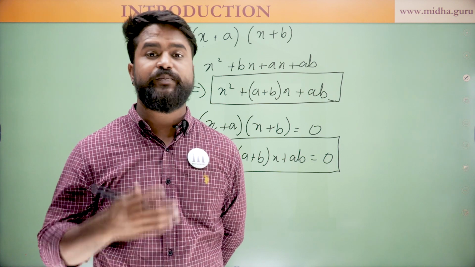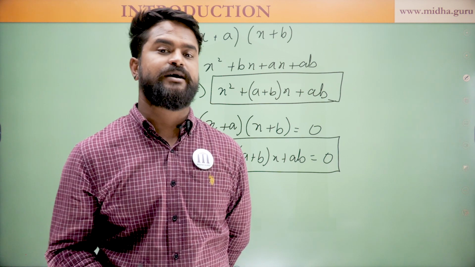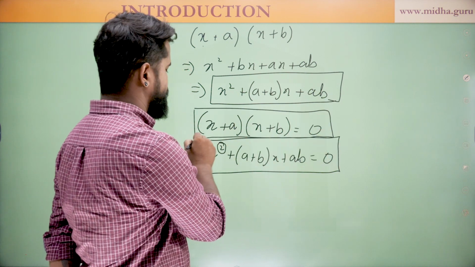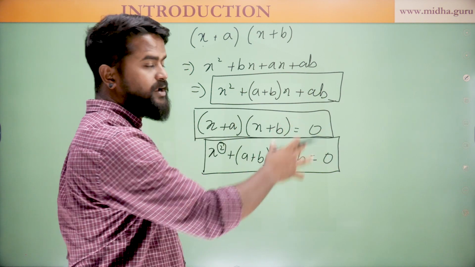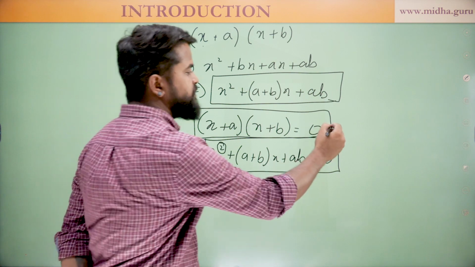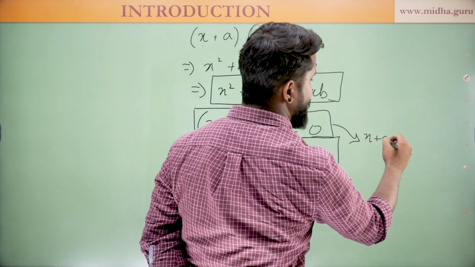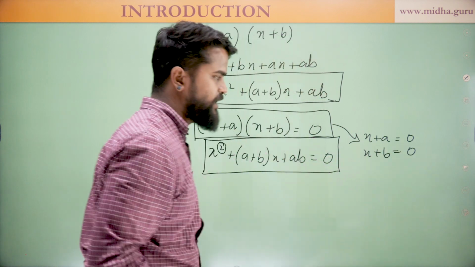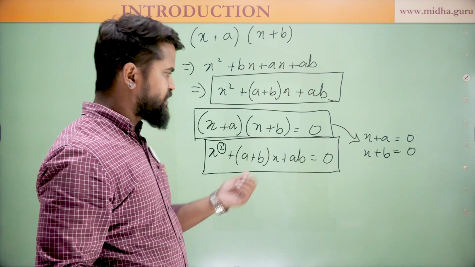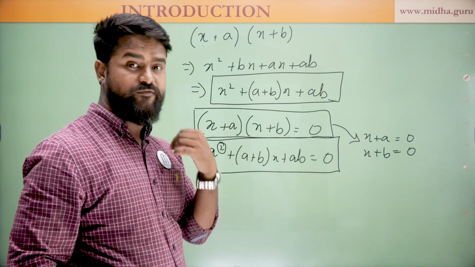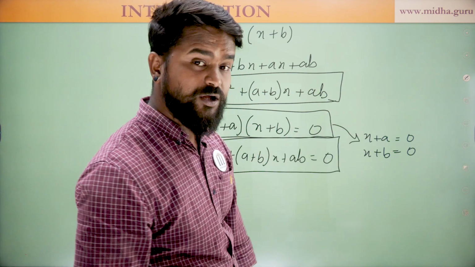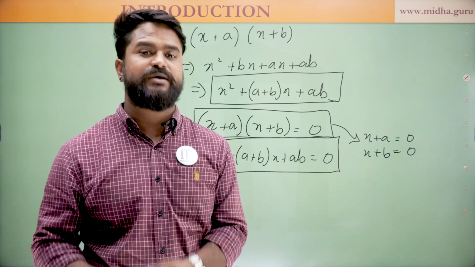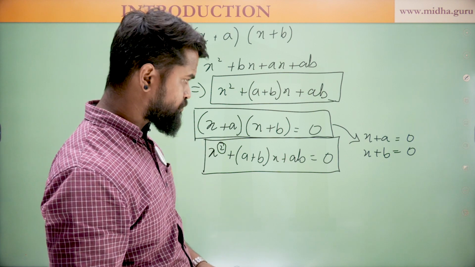There are a few things to bear in mind before we begin the chapter. One is the zero product rule that you must remember. When I say that (x + a)(x + b) is equal to 0, from this I can deduce that either x + a is equal to 0 or x + b is equal to 0. Either of the two can be 0, because I'll only get 0 from a product of two numbers if one of them is 0. Remembering this zero product rule is very important because this will help us find solutions in one of the methods that we are going to discuss today.